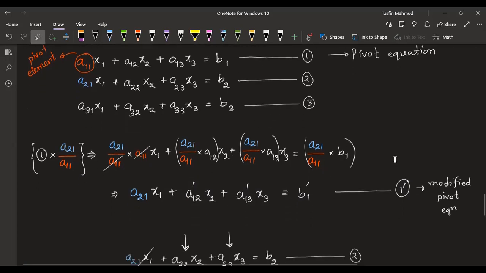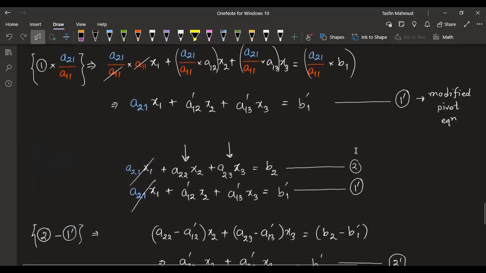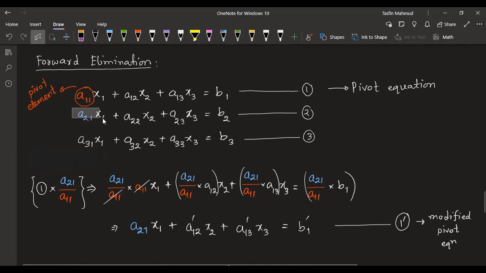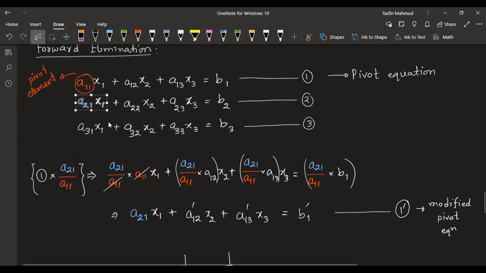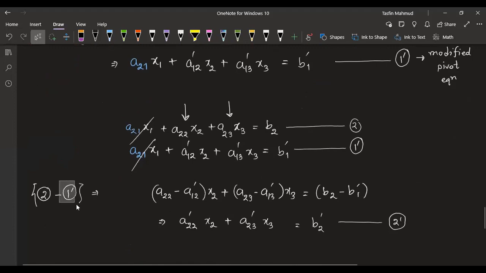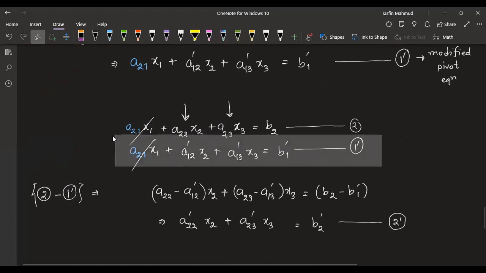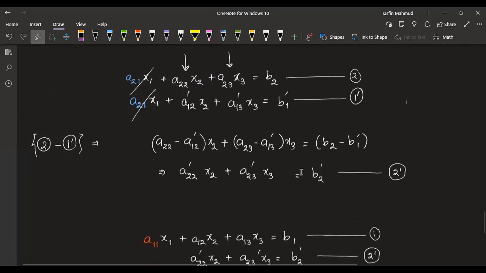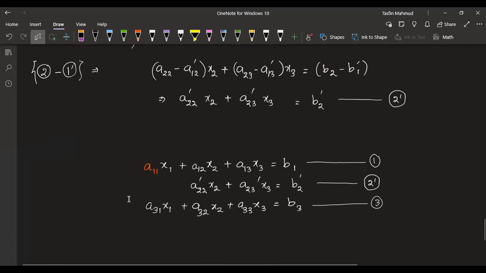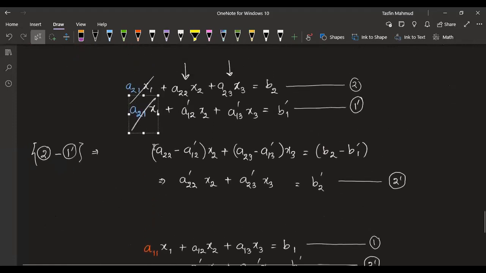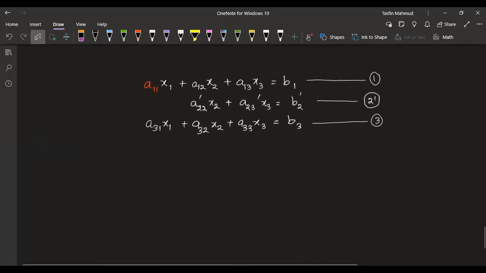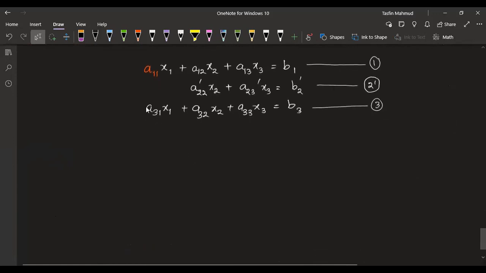This is the first step, and in the second step, as we wanted to eliminate this term in the second equation, we subtracted the modified pivot equation from the second equation. Okay, it was the second equation. We subtracted the modified pivot equation. That's how we actually eliminated this term. This is the general step. So now we are going to eliminate this term, and you will help me how we can eliminate it. So now we want to eliminate this term.